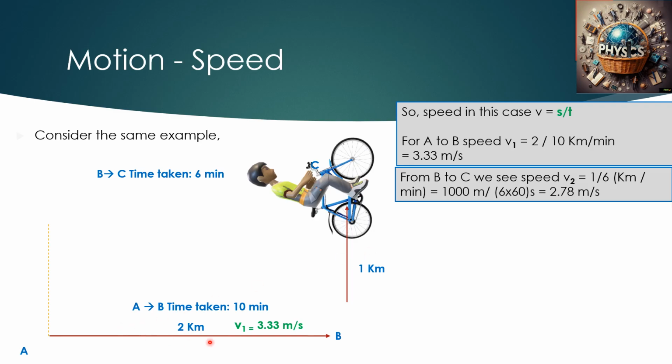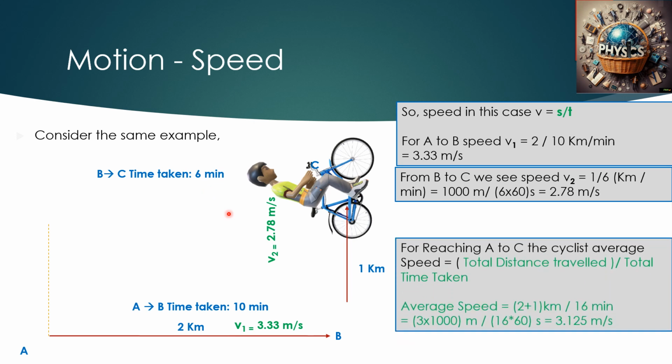The total distance traveled in this case will be the length of the trajectory AB plus BC, which is 2 plus 1, 3 kilometers, and the total time taken is the total duration: 10 plus, from B to C, 6.